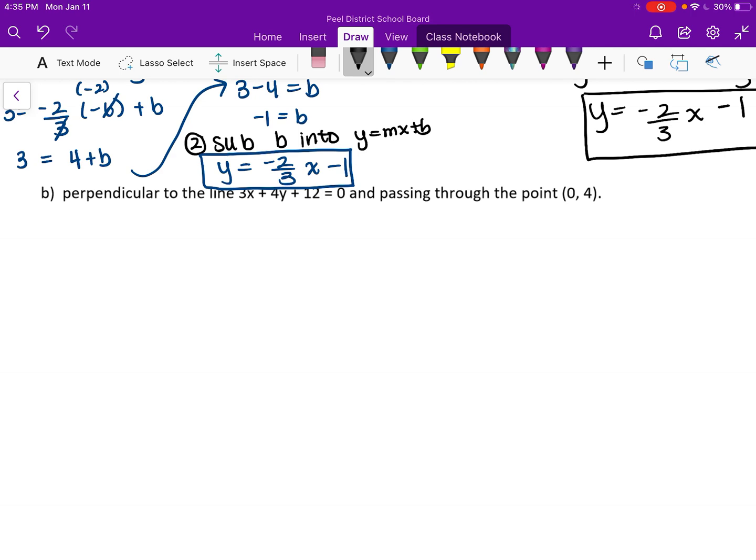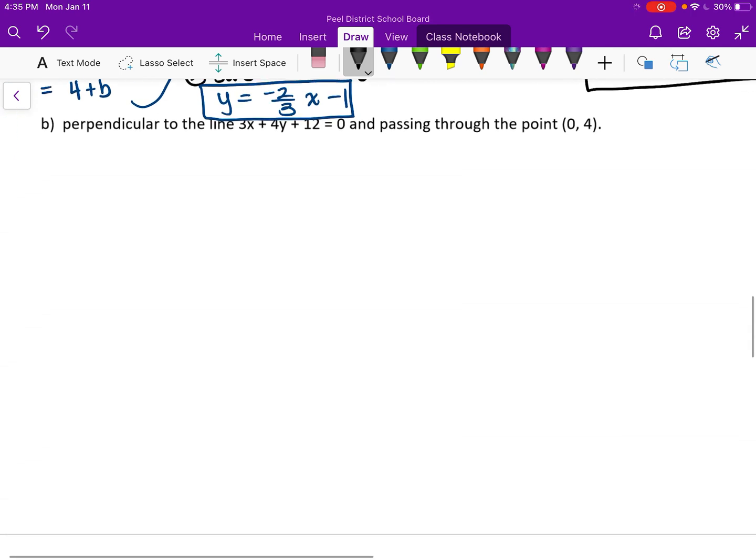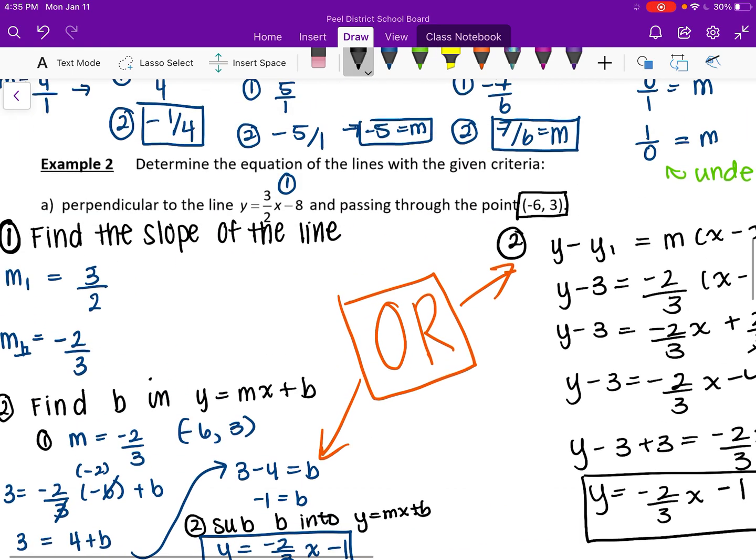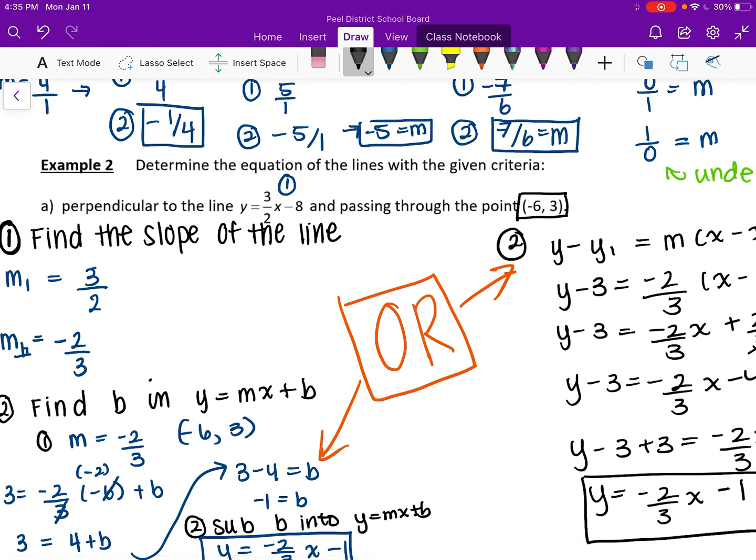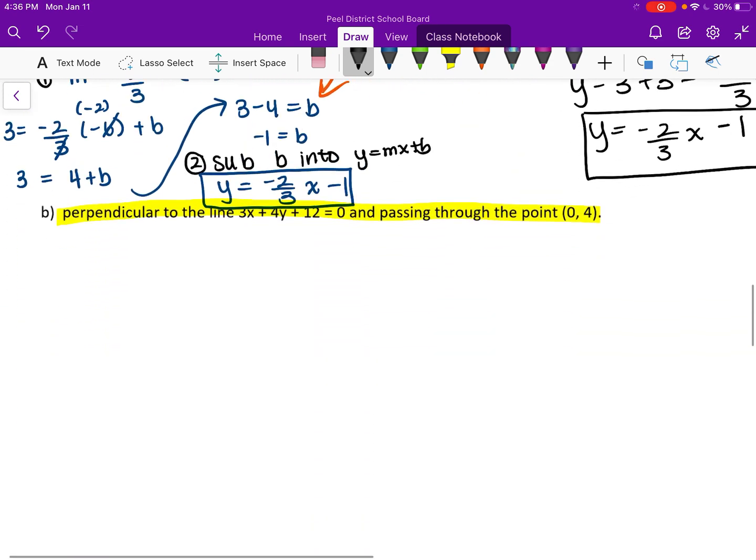Alright, so welcome back. So again, we're going to try to find the equation of the line that is perpendicular to line 3x plus 4y plus 12 equals 0. We got lucky here. They actually gave us the slope of the line in that standard form. So we didn't have to do a lot of work. Here, we got to do a little extra step and we got to put it into standard form. So, first things first, we're going to find the slope.